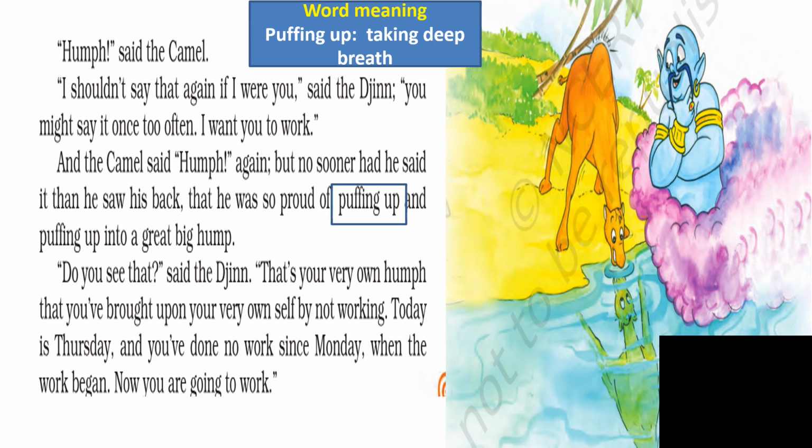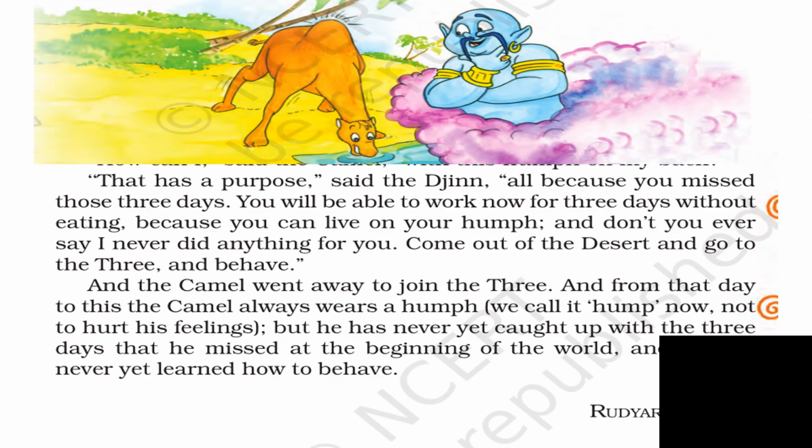"Today is Thursday, and you have done no work since Monday, when the work began." It means work began on Monday, and today is Thursday. It means Monday, Tuesday, Wednesday: three days you did not do any work. "That has a purpose," said the Djinn. The Djinn said that there is a purpose behind this hump. "All because you missed those three days, you will be able to do work now for three days without eating.